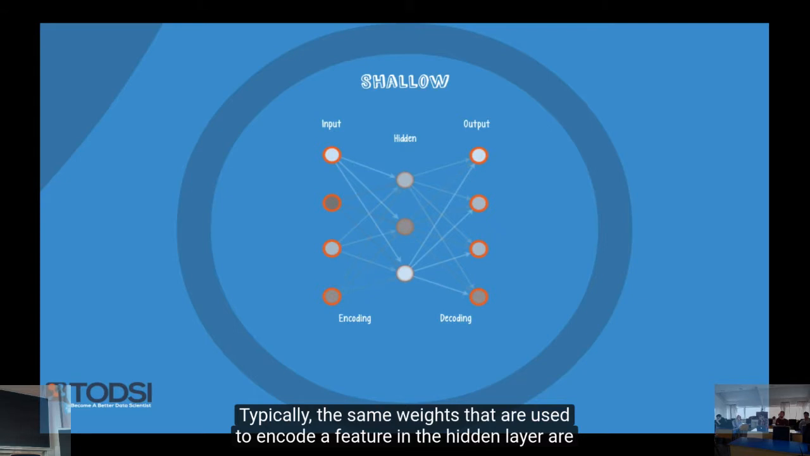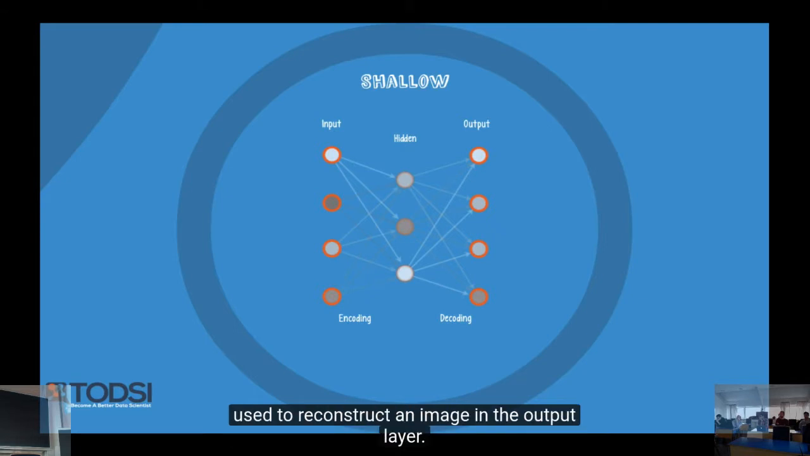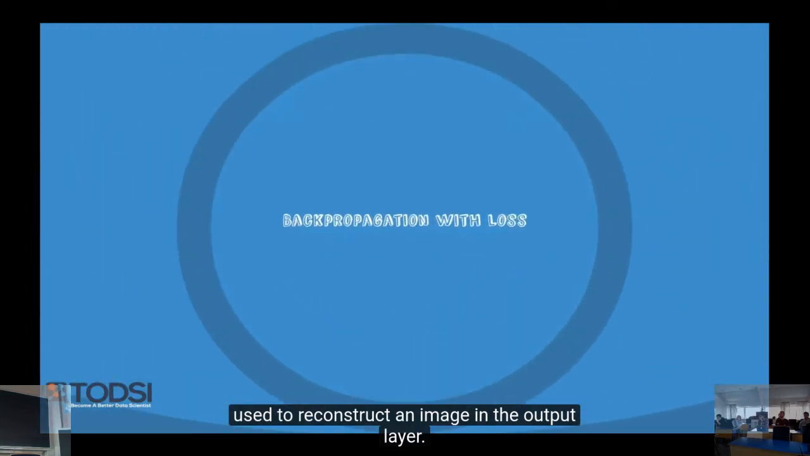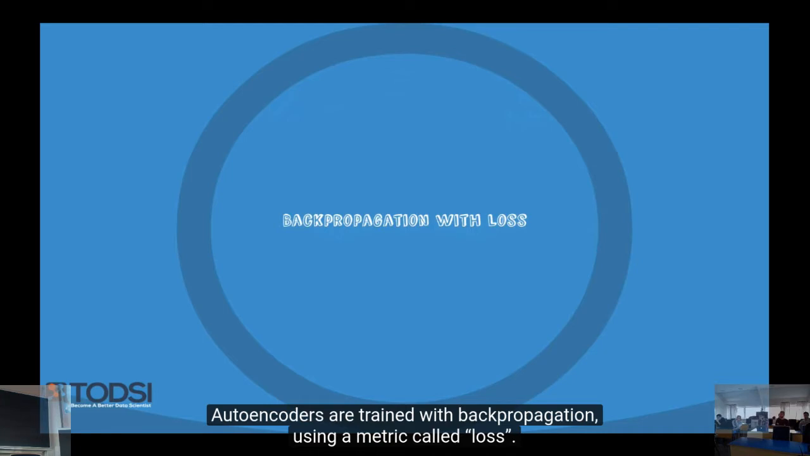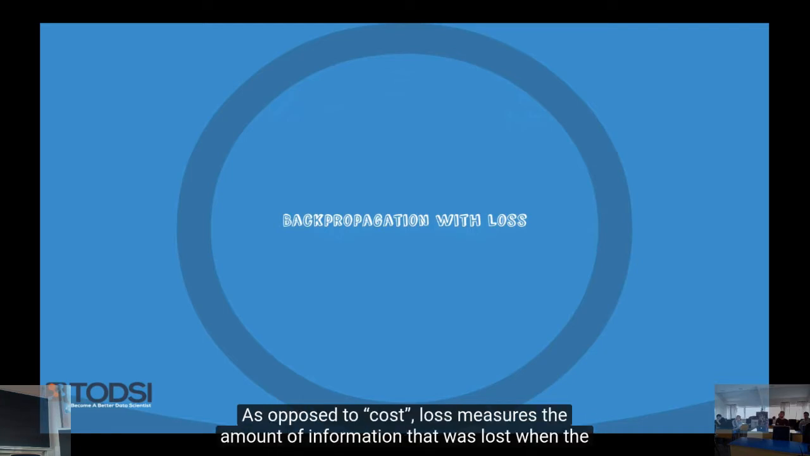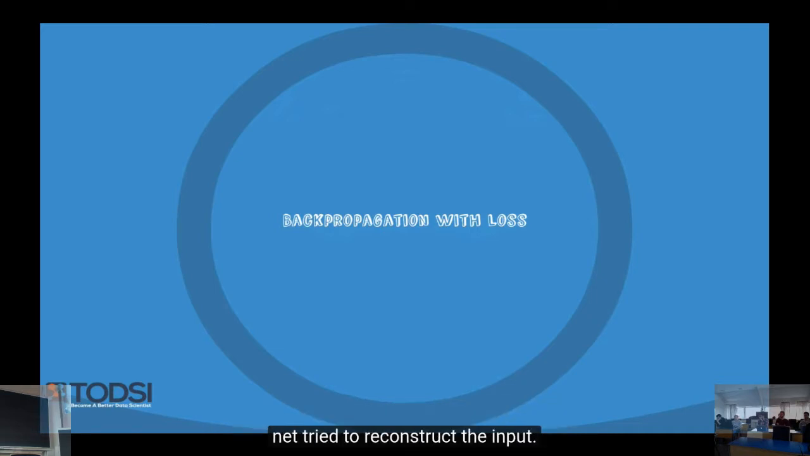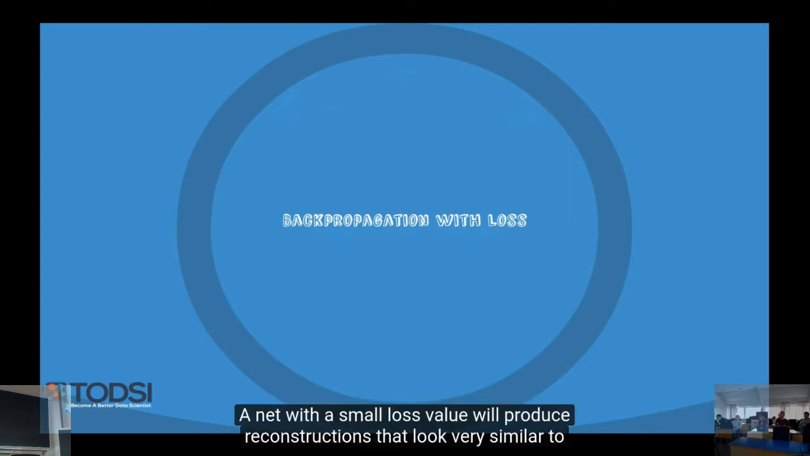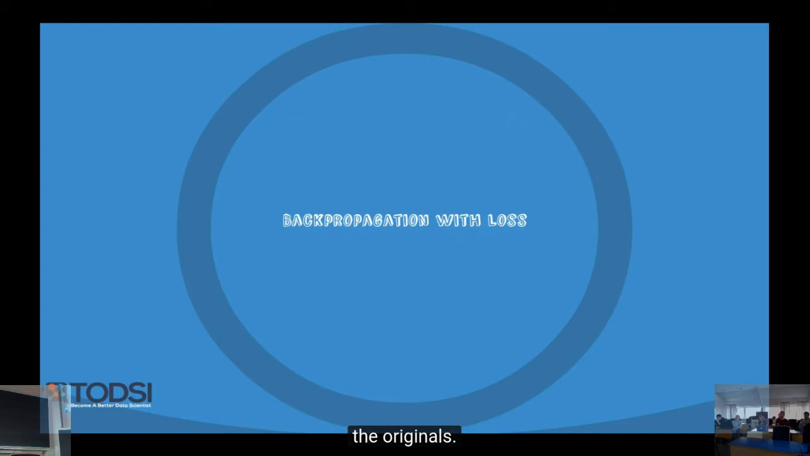Typically, the same weights that are used to encode a feature in the hidden layer are used to reconstruct an image in the output layer. Autoencoders are trained with backpropagation using a metric called loss. As opposed to cost, loss measures the amount of information that was lost when the net tried to reconstruct the input. A net with a small loss value would produce reconstructions that look very similar to the originals.